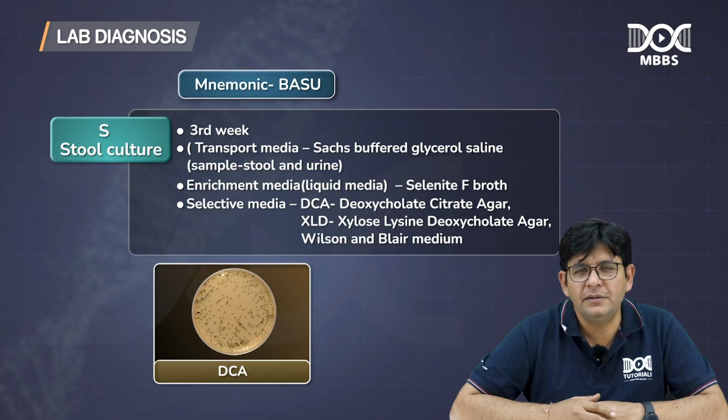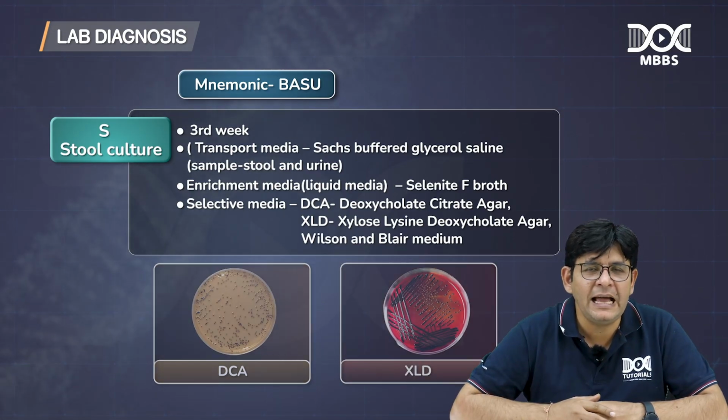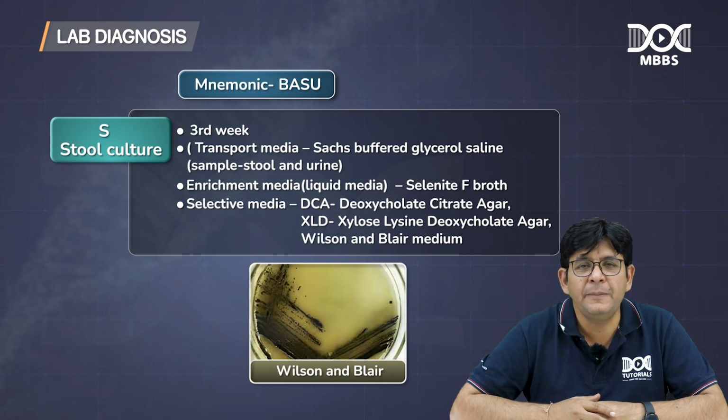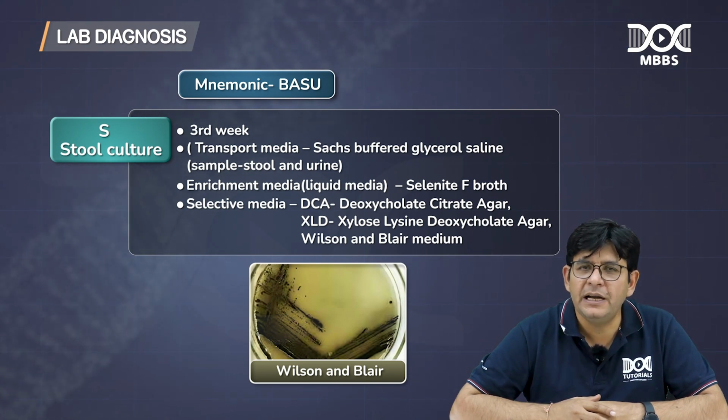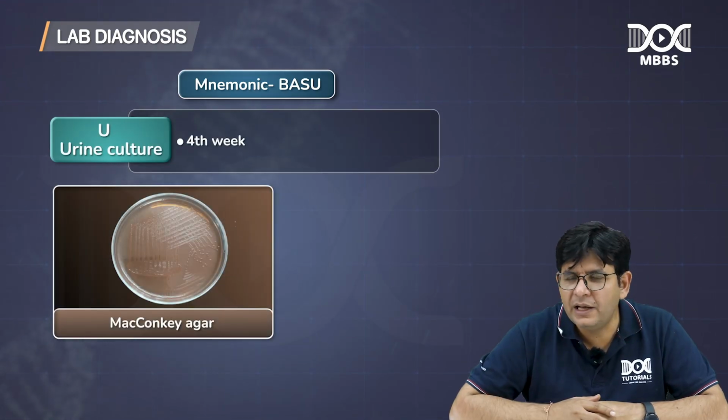And if somebody asks you the selective medias, at least 3 names you should know. One is DCA, deoxycholate agar. One is XLD, xylose lysine deoxycholate, and one is Wilson and Blair. And the best media is which one, guys? Wilson and Blair. Okay, Wilson and Blair. And for the urine culture, you can use even the MacConkey agar also.